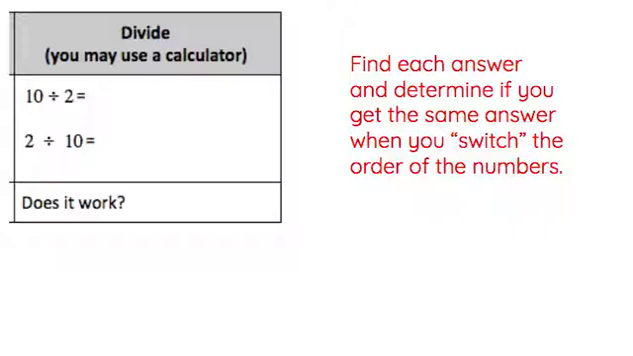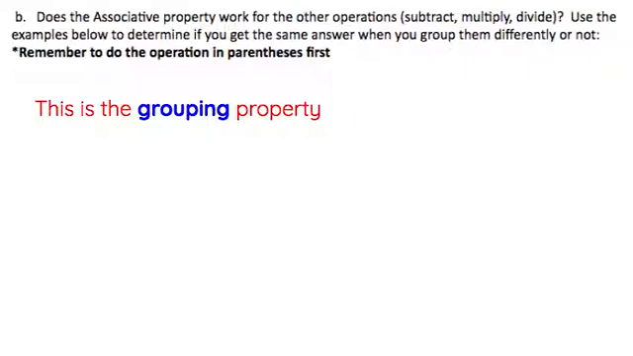Finally, for division, you can use your calculator for this one, for 2 divided by 10, to see if you get the same answer, and then type in yes or no in Edpuzzle to see if this works for division. So if I get 5 and I get 0.2, does division work? No. Division does not work with the commutative property. I cannot switch the order of the numbers and still get the same answer. So it looks like the commutative property only works for addition and multiplication.